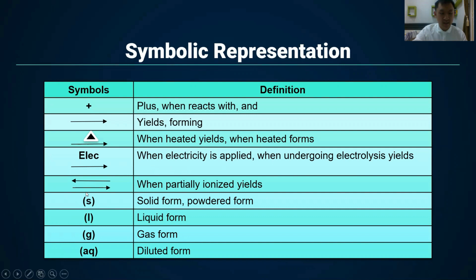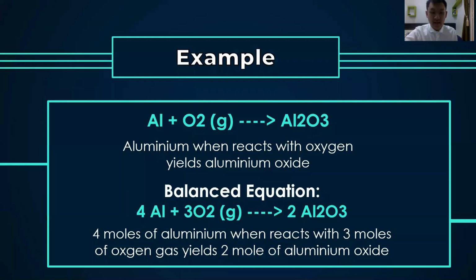And then there are these letters which represent the state of matter of the substance. S represents solid form or powdered form, L represents liquid form, G represents gas form, and AQ or aqueous represents diluted form. Next is an example of a chemical reaction. This is the chemical equation of the chemical reaction in the example, and this is the interpretation of said equation, which is aluminium when reacts with oxygen yields aluminium oxide.